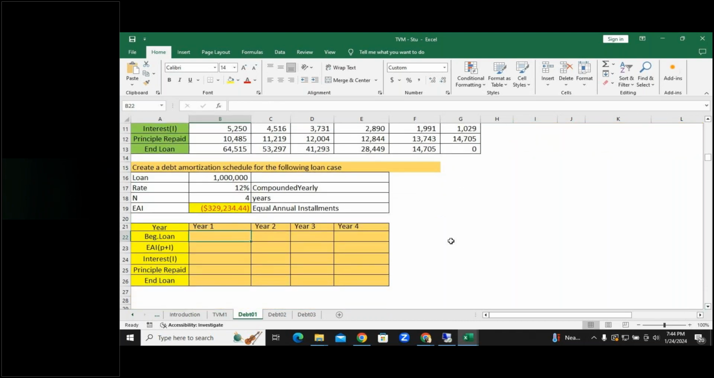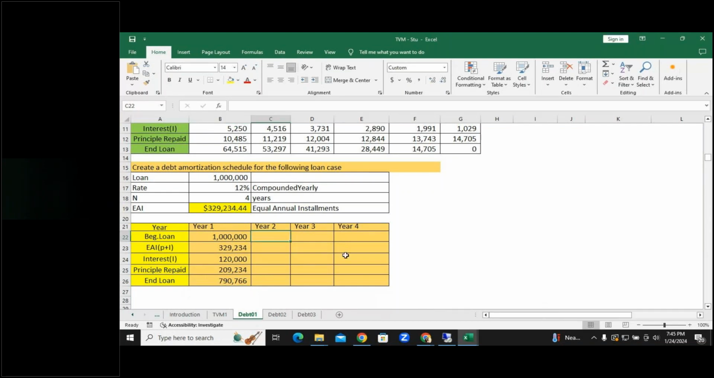So loan amount equals 10 lakh, EAI equals, so before I take this one should be in positive value. So what I will do is I'll just add minus sign before my PMT. Okay. So it is 3,29,000. So equals EAI. Then interest will be equals 10 lakh into 12%. Enter. Principal repaid, so equals 3,29,000 minus 1,20,000. So this is my principal repaid. So equals beginning of the loan minus principal repaid. So that will be for the end of the year.